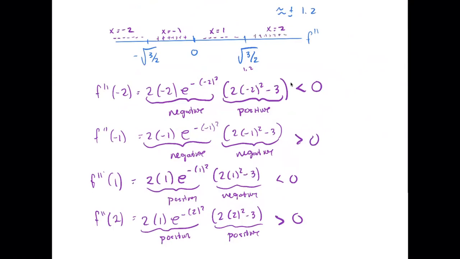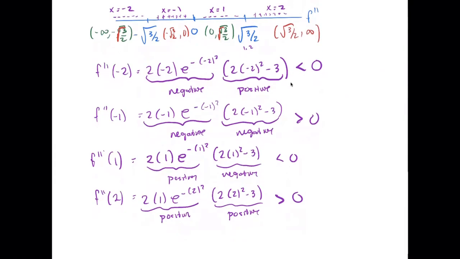The question was to determine the intervals where it's concave down and concave up. So I'm going to use green for concave down. It's concave down between negative infinity and negative radical 3/2, and between 0 and radical 3/2. And I'm going to use, let's say, red for concave up. So here, between negative radical 3/2 and 0, and here between radical 3/2 and infinity.